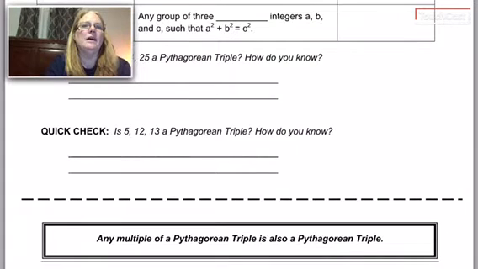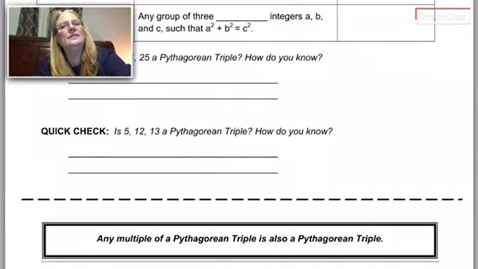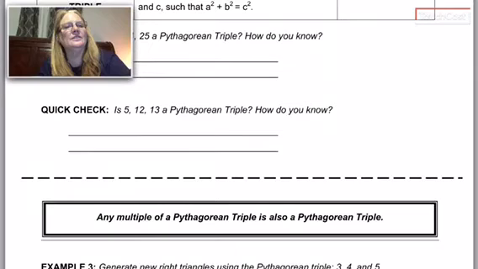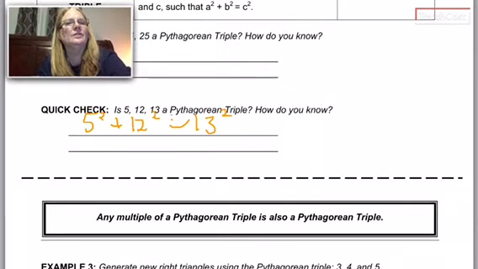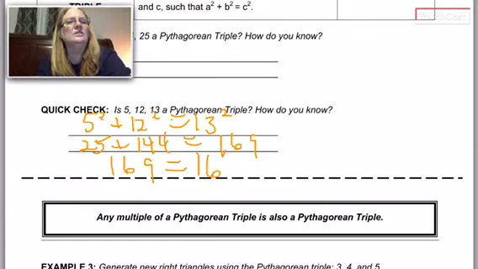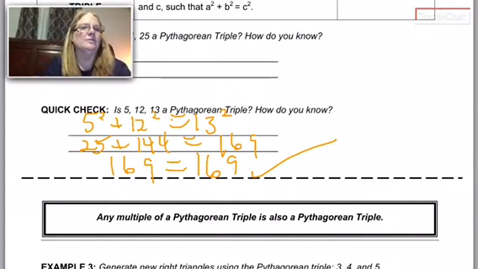All right, and then what about 5, 12, and 13? Please pause the video for a moment and see if 5, 12, and 13 is a triple. Again, you would say, is 5 squared plus 12 squared equal to 13 squared? And you should get 25 plus 144 is equal to 169, and yes, 169 is equal to 169. Yes, it is a triple.